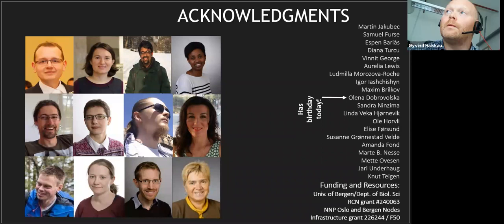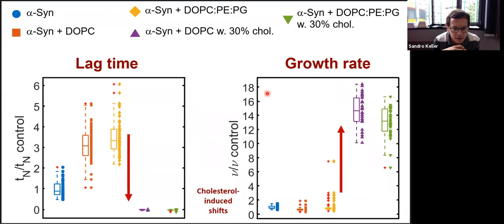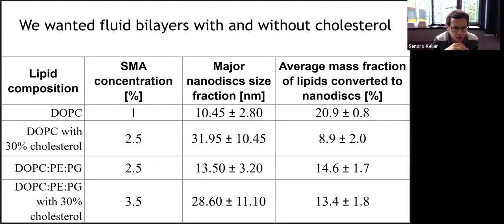Good to hear. I was wondering, in one of the first slides, you showed a table with the conversion of lipids. So the percentage of lipid that is transferred from vesicles into nanodiscs. How did you determine that? Yes, I will try to find the correct slide. Is this it? Yeah, that's the one. So in the last column.